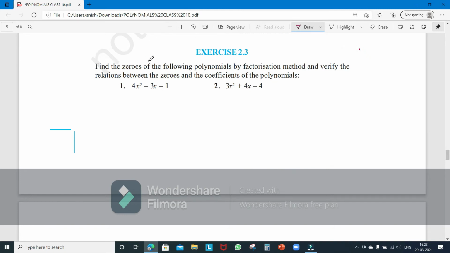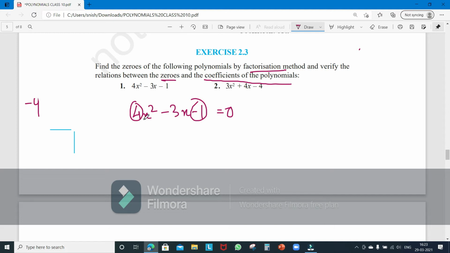So find the zeros of the following polynomial by factorization method and verify the relation between the zeros and the coefficient of the polynomials. Okay, so let's definitely start with the first question as an inauguration to this exercise. Okay, so 4x square minus 3x minus 1. How do we solve it with the factorization method? Multiply this term in this number. 4 into minus 1, minus 4.